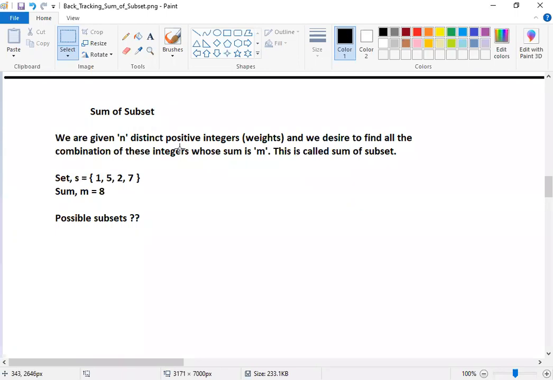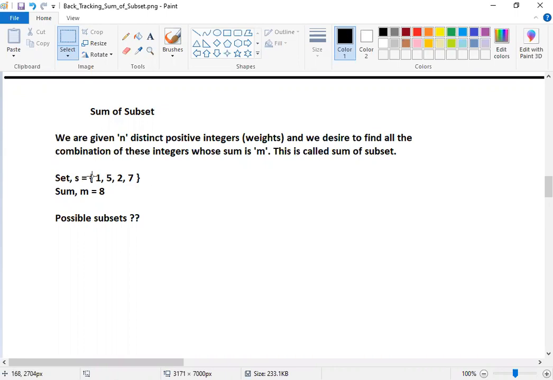So the positive numbers will be given, and what we will try to do is that in that particular subset, we will try to make certain combinations whose sum will become one particular defined value that we can call M. For an example here, consider this particular set. The set S has 4 distinct numbers. Whatever the numbers in the set we have, those numbers should be different. Those should be distinct. There cannot be any duplicate numbers.